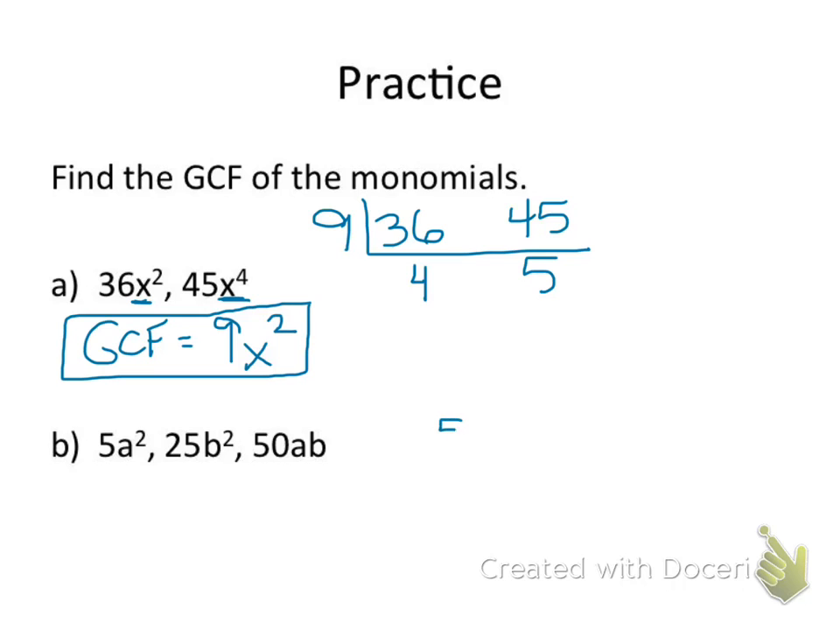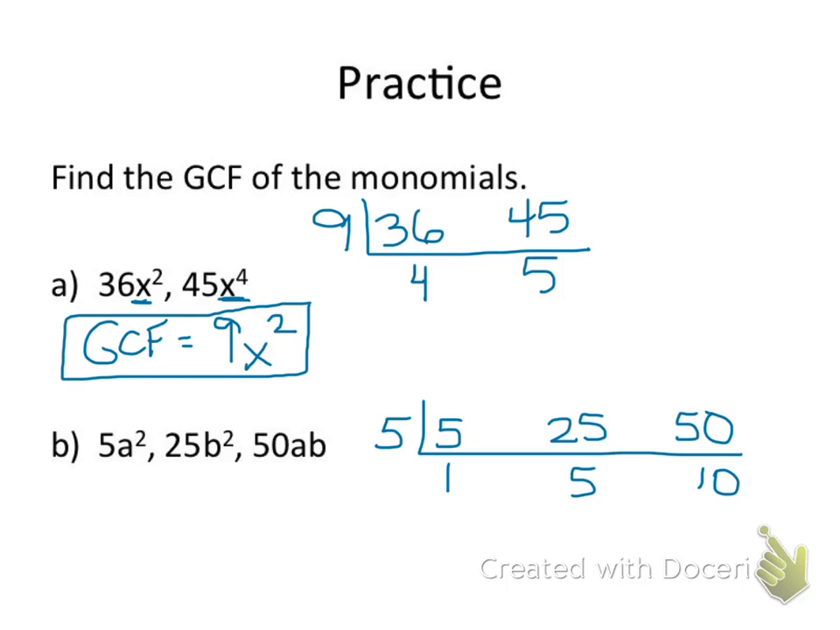Let's try this one. 5, 25, and 50. If we're dividing, we could divide everything by 5. And since they don't have any other common factors besides 1, our GCF would be equal to 5.